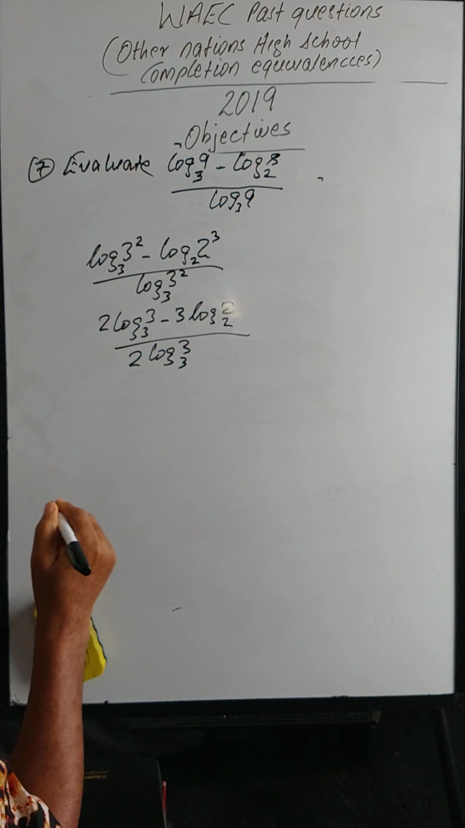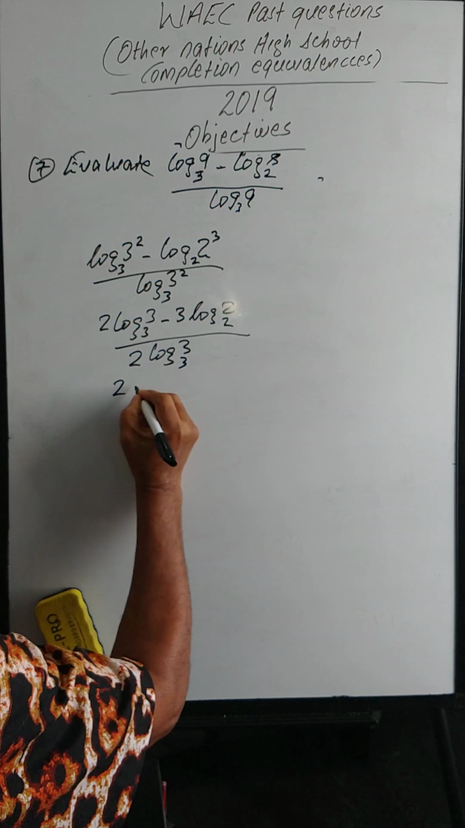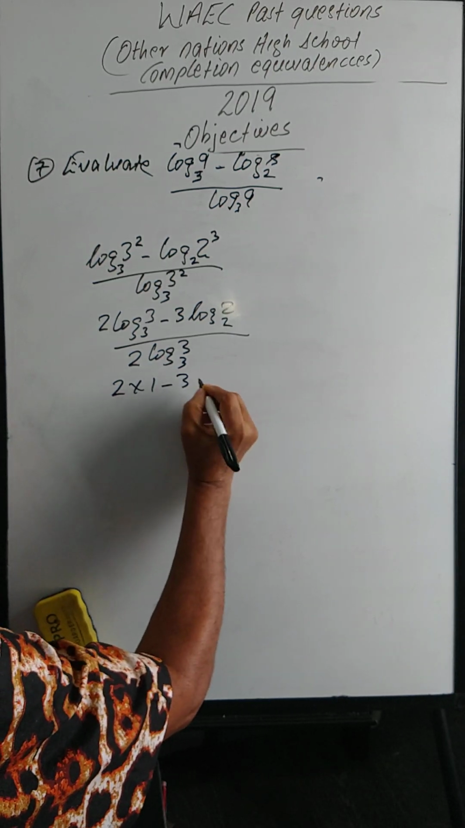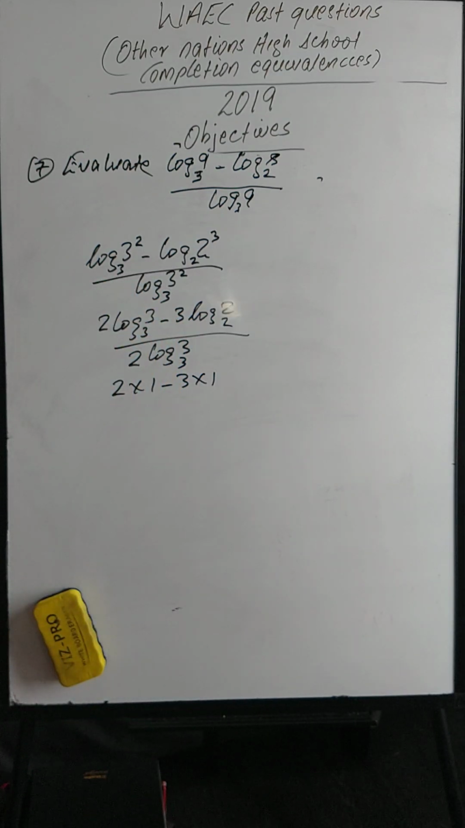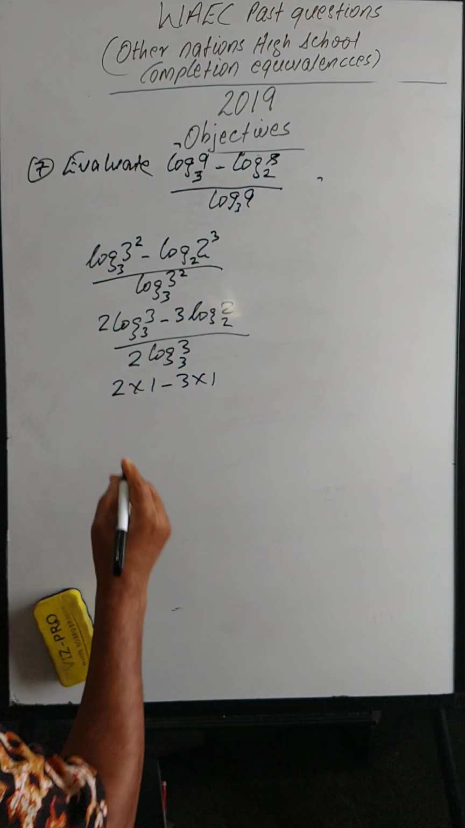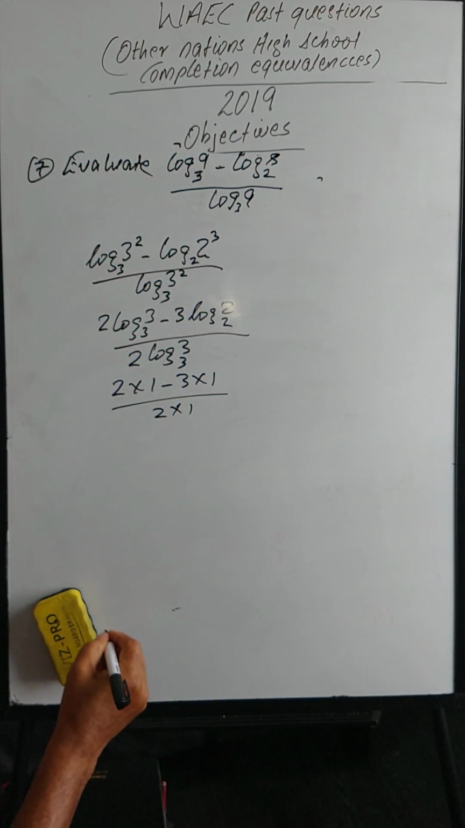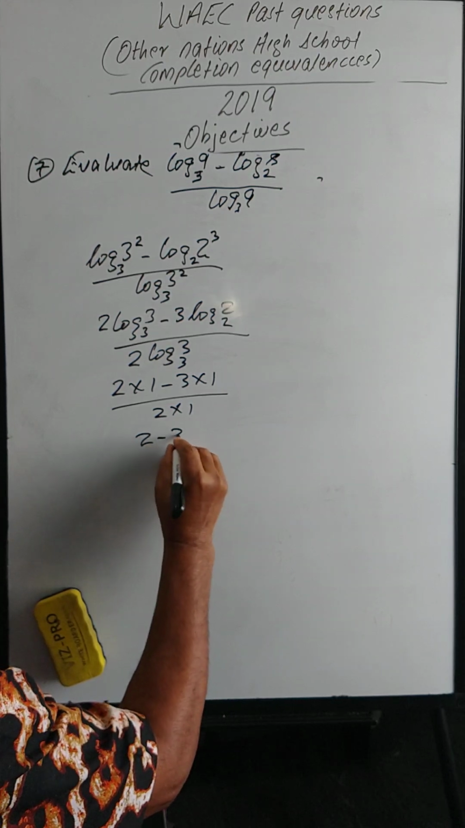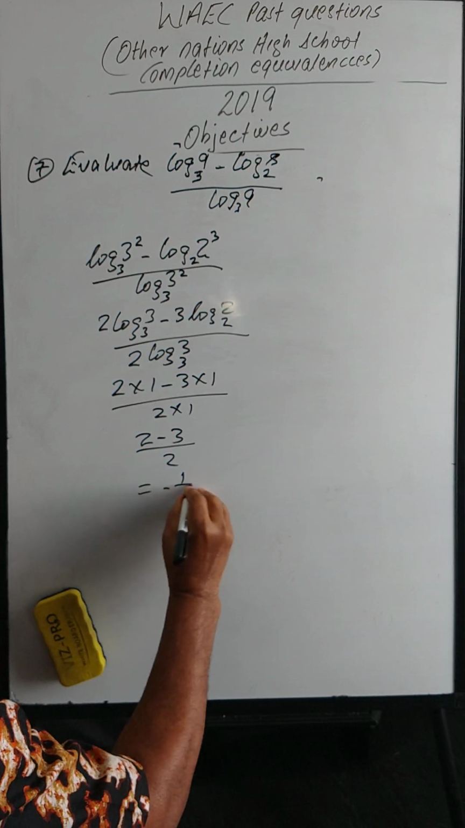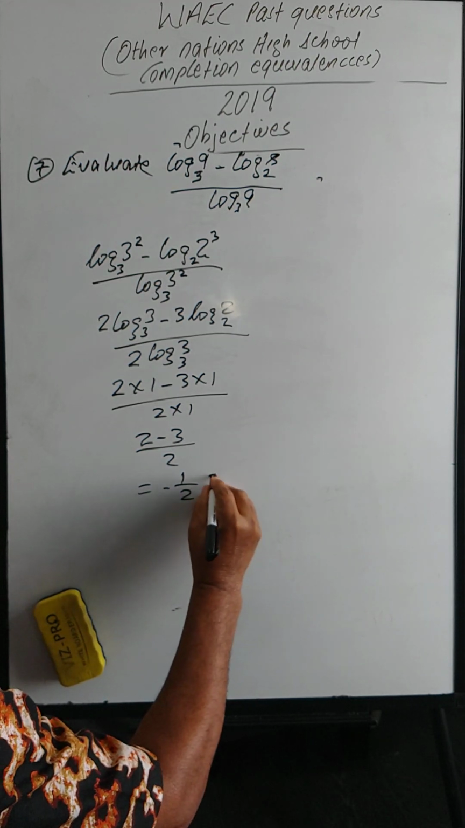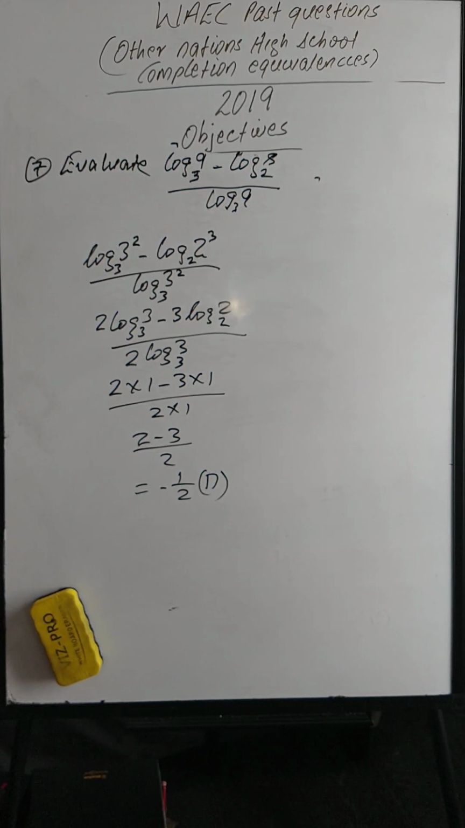Now to solve, we can see that what you now have is 2 times 1 minus 3 times 1, because when the base is the same as the log, the result is 1. Remember, so this will now give us 2 times 1. So we have 2 minus 3 over 2. That will give us minus 1 over 2. Option D. That's number 7.